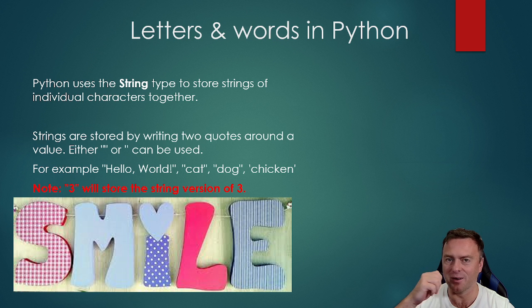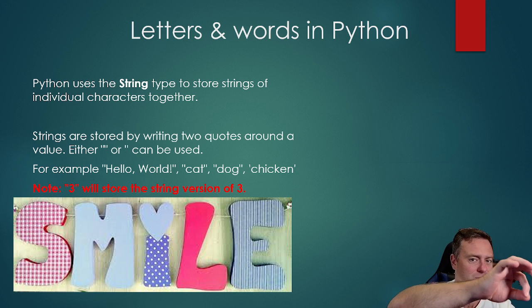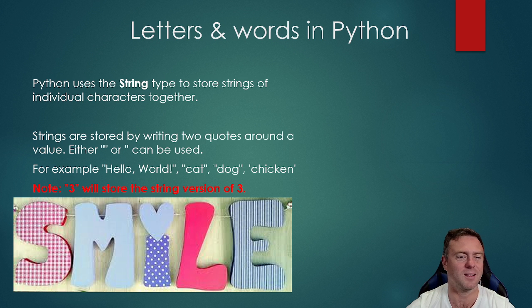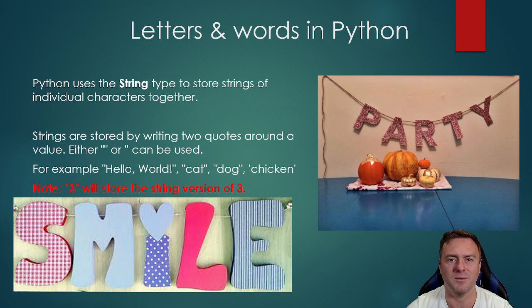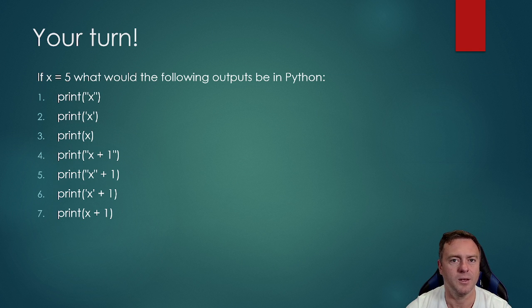Another way of thinking about it, I think of those old party signs and imagine the little invisible string that goes through and connects all the words together. That's another way of thinking of why it's called a string. It strings the characters together. So have a go at that. Make x equal to 5 and see what happens with the following outputs. Pause the video and have a go.